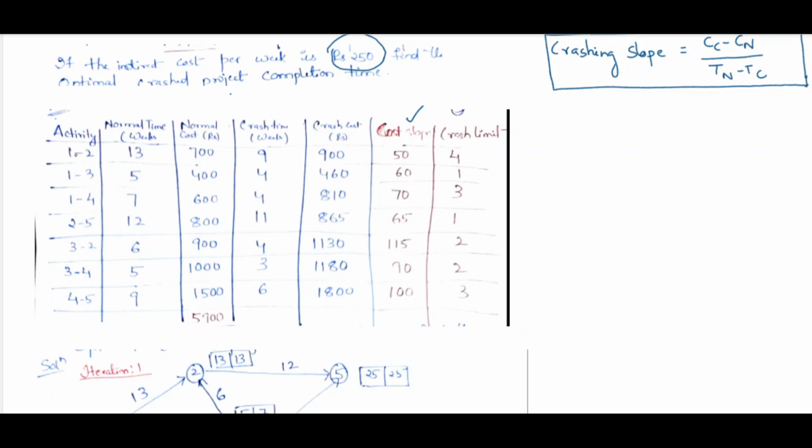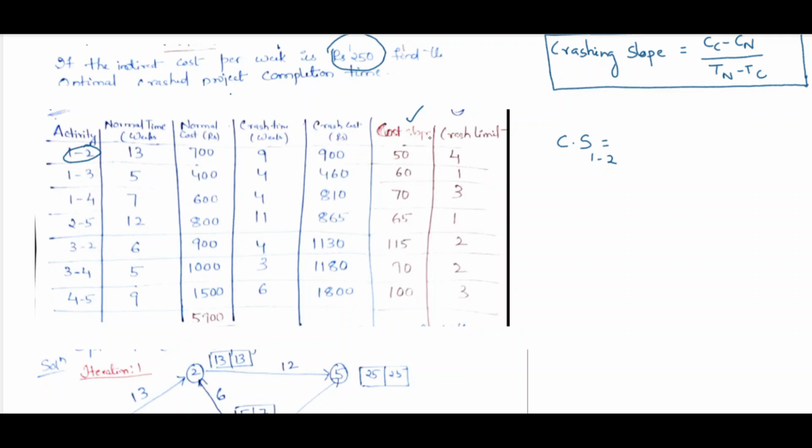So for the first activity, 1-2, we can see that the crash cost is 900. So the crashing slope is for activity 1-2. Let's say this is for activity 1-2.